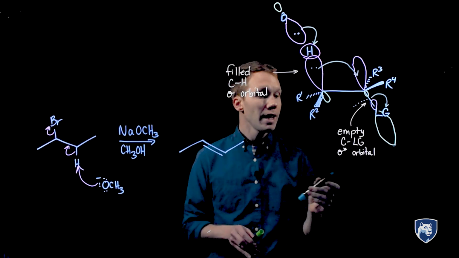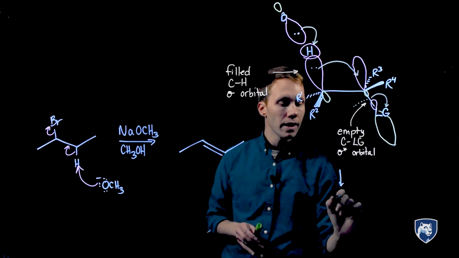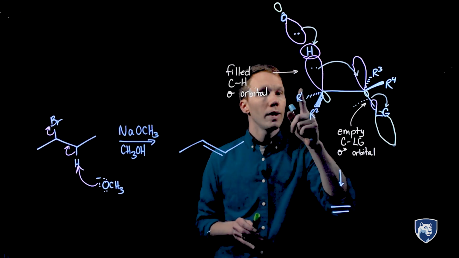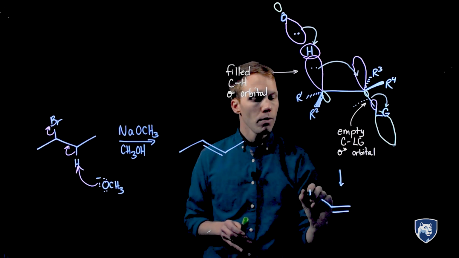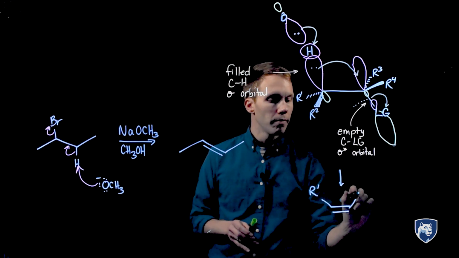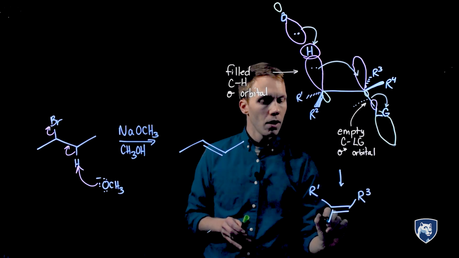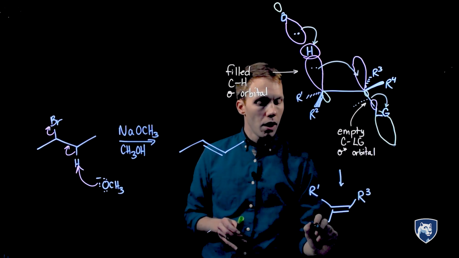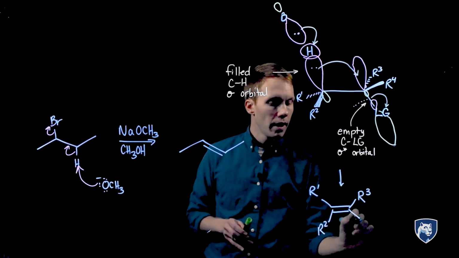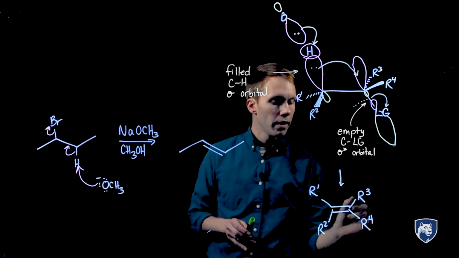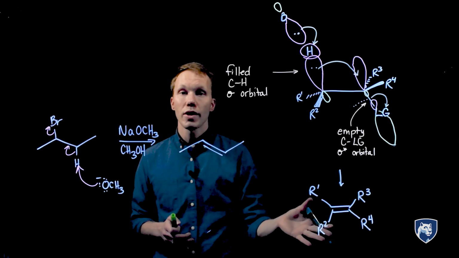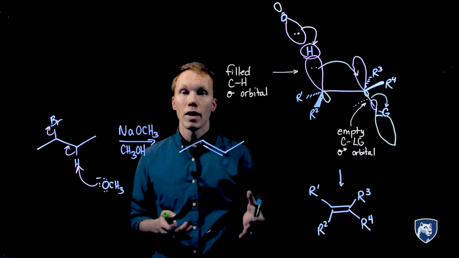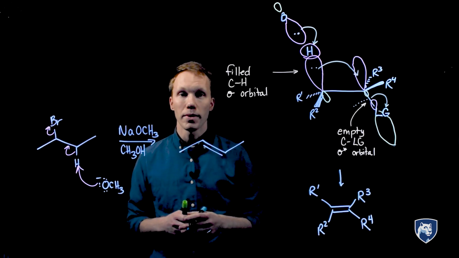This generates an alkene with very specific stereochemistry. We can see from this diagram that R1 and R3 are on the same side, and they will be on the same side of my alkene product. R2 and R4 are on the same side and will remain on the same side in our alkene product. We can predict this stereochemistry by using Newman projections. So let's practice doing that for a few examples now.